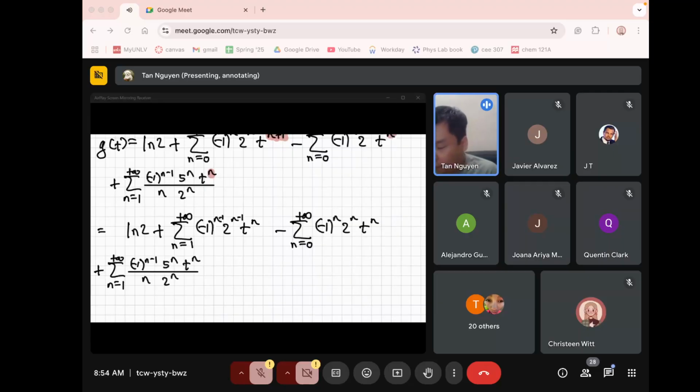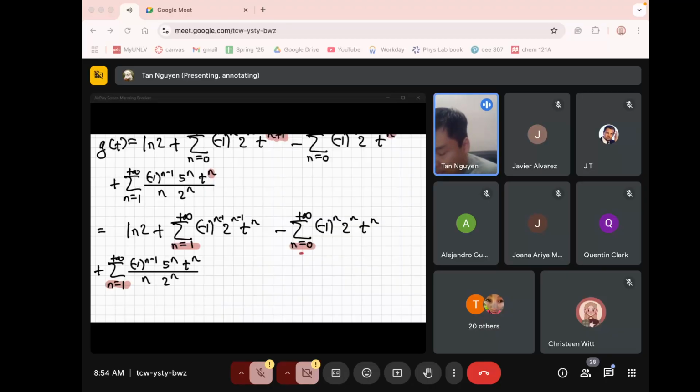Okay, after I have fixed that, look at the exponents. They're all the same now. That's good. I fixed the exponent. Let's go to the index, the running index. Unfortunately, they're not the same. This is n equals 1, this is n equals 0, this is n equals 1. They're not the same. So I have to change them, make them the same.